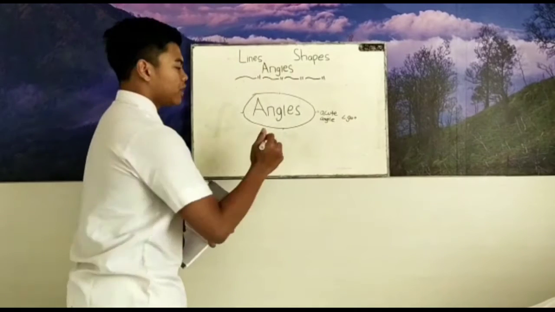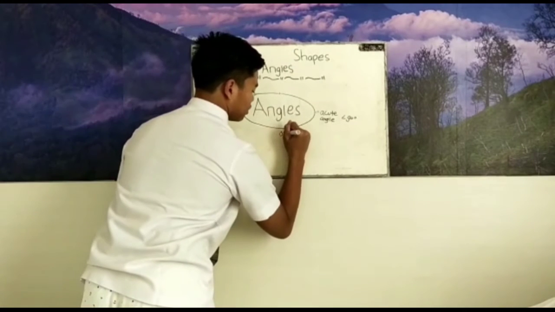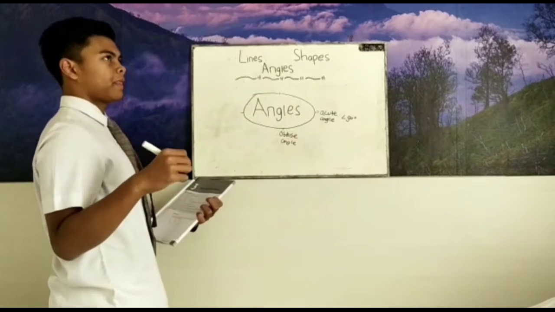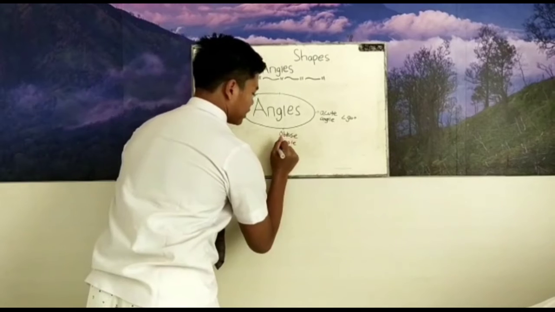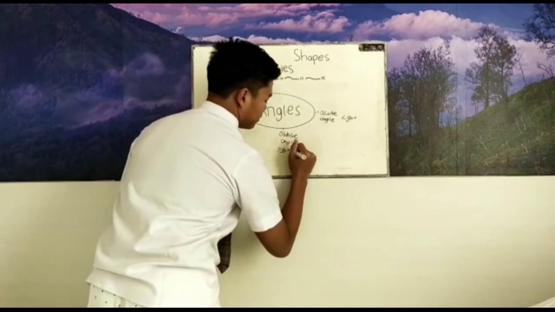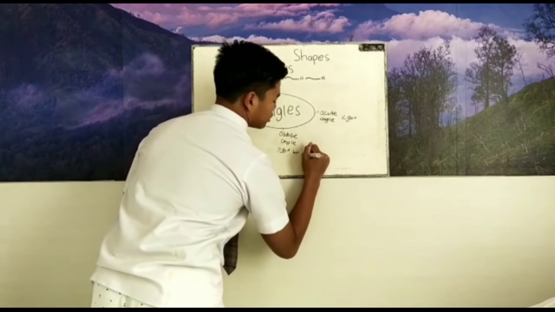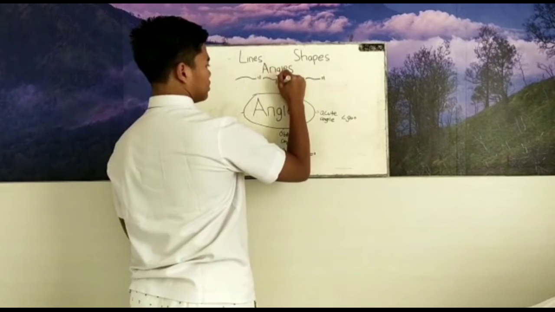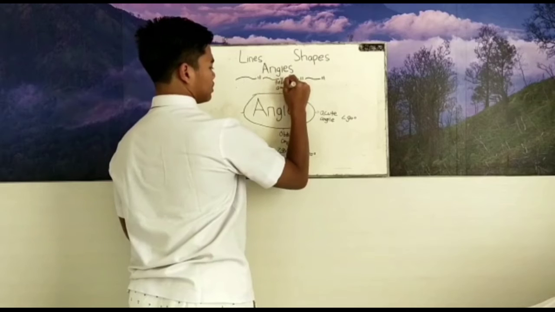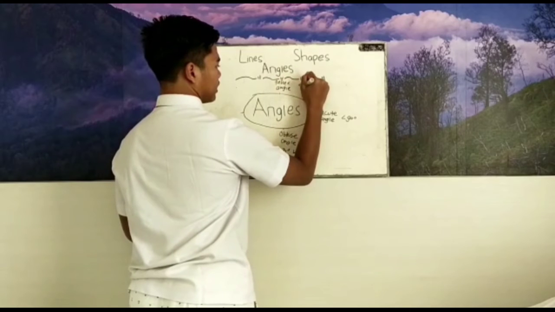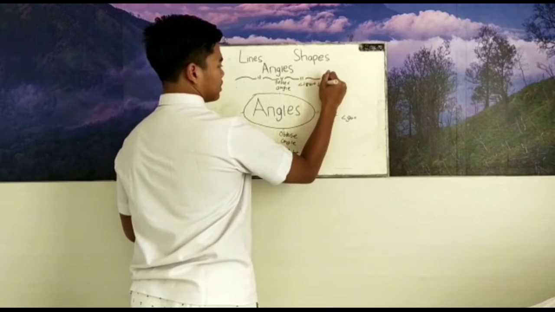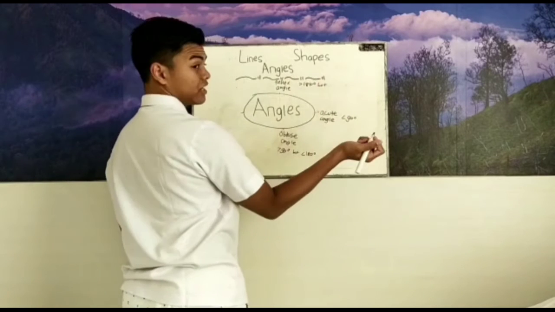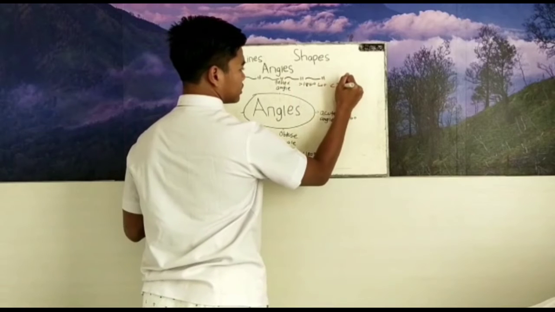The second one is the obtuse angle. An obtuse angle is more than 90 degrees but less than 180 degrees. And a reflex angle is more than 180 degrees but less than 360 degrees.